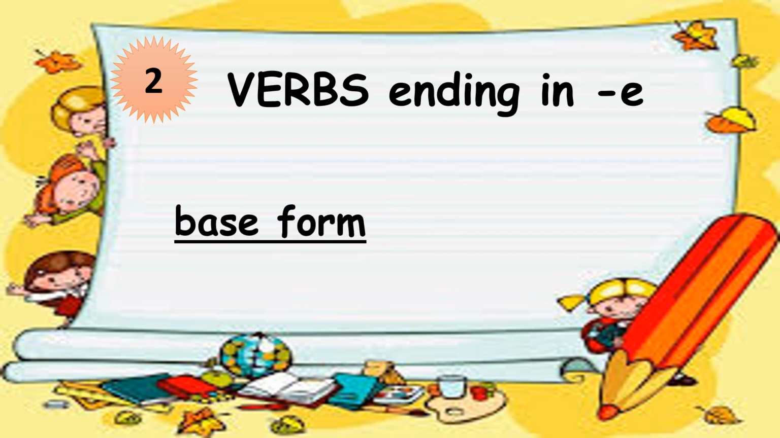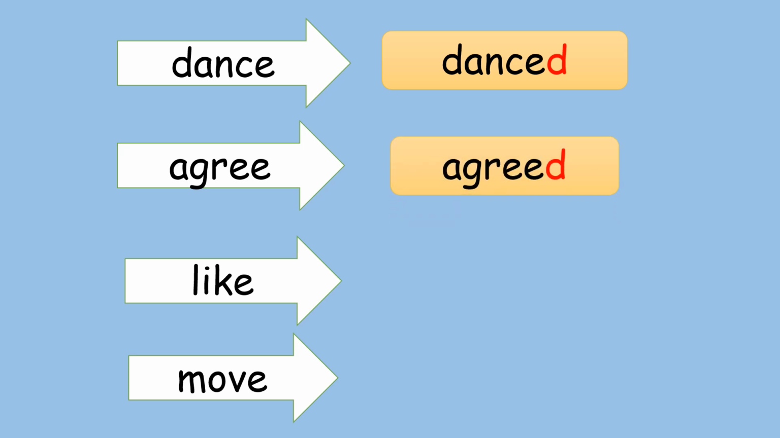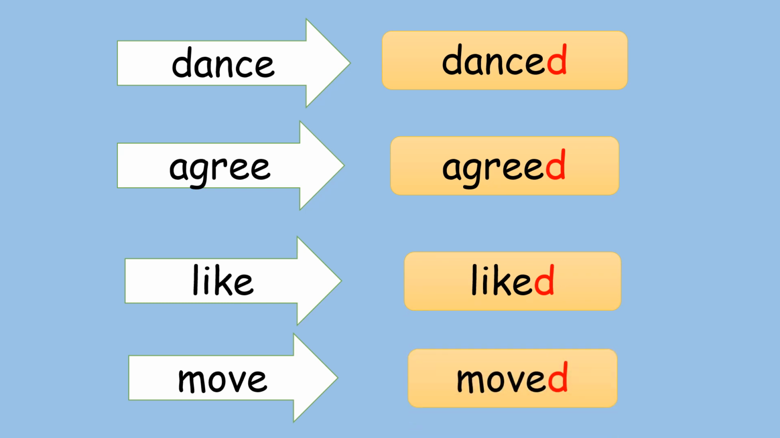To form the past tense of verbs ending in letter E, you have to use the base form of the verb, which is the original verb, plus the letter D. Here are some examples of verbs ending in letter E. Dance, danced. Agree, agreed. Like, liked. Move, moved. So if the verb ends with letter E, add the letter D to form the past tense.